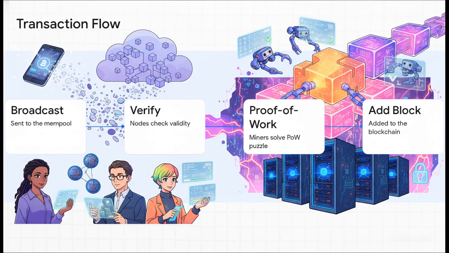Step 3. Specialized computers called miners compete to solve a really complex cryptographic puzzle known as proof of work, and it takes massive computing power. Finally, Step 4. The very first miner to solve it packages those transactions into a block, links it chronologically to the previous block, and adds it to the chain. Once it's there, it is mathematically secure and virtually impossible to alter.